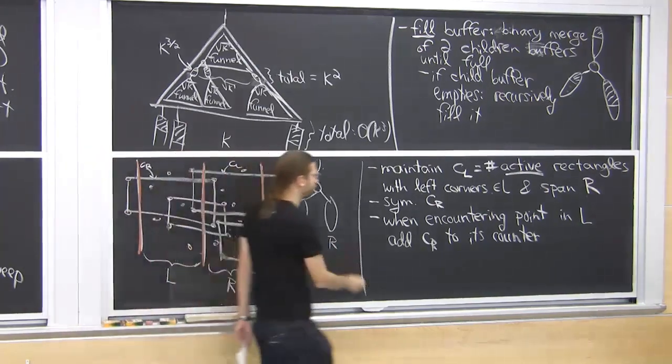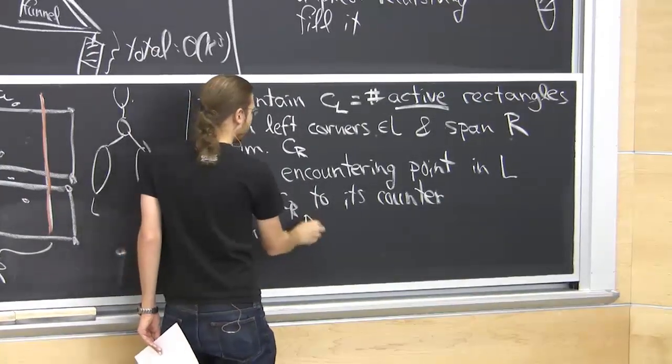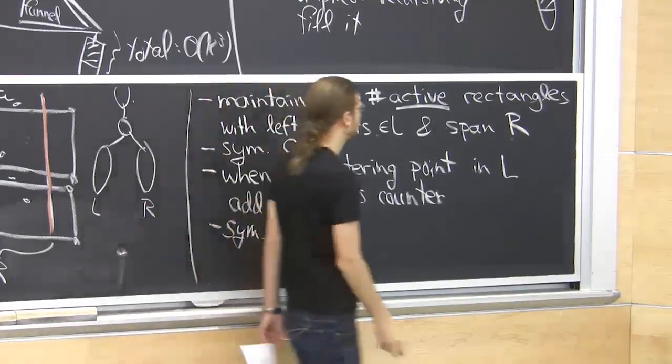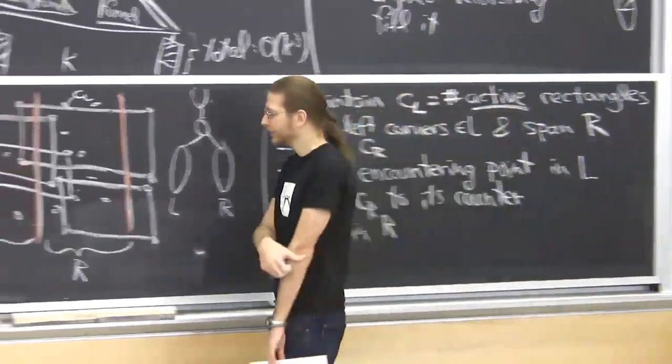So there's a symmetric version in R. We add CL. Probably should have called them the other names, but anyway, CL, CR, doesn't matter.